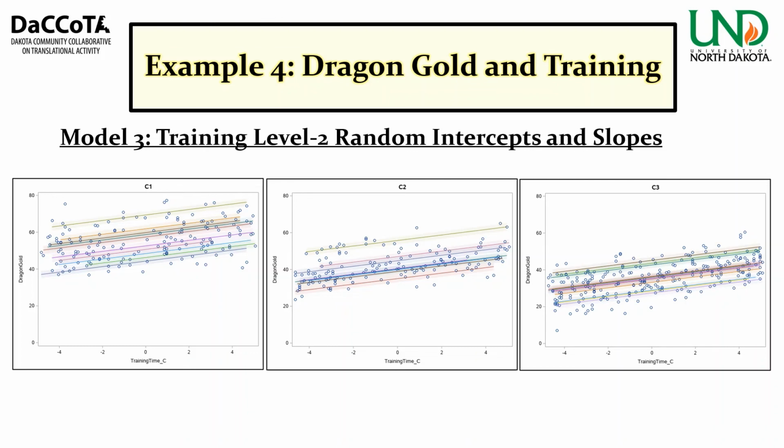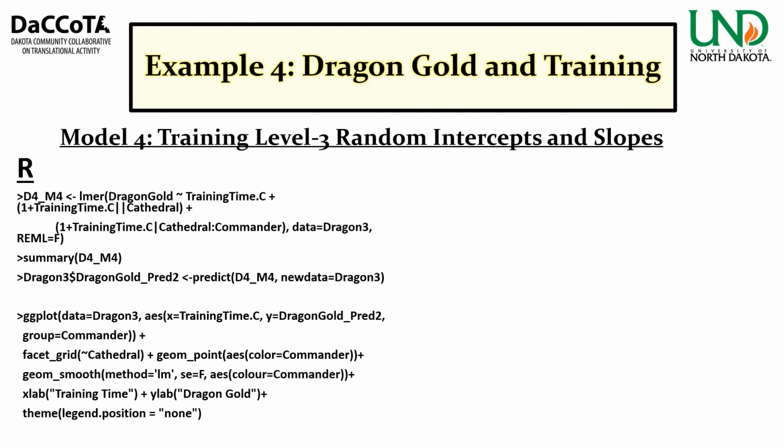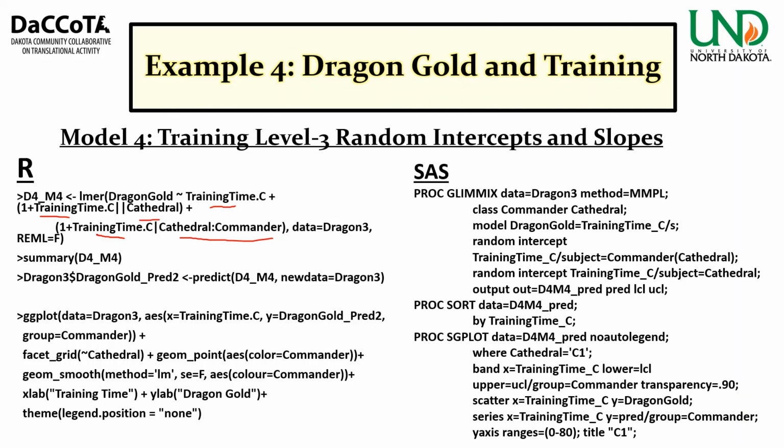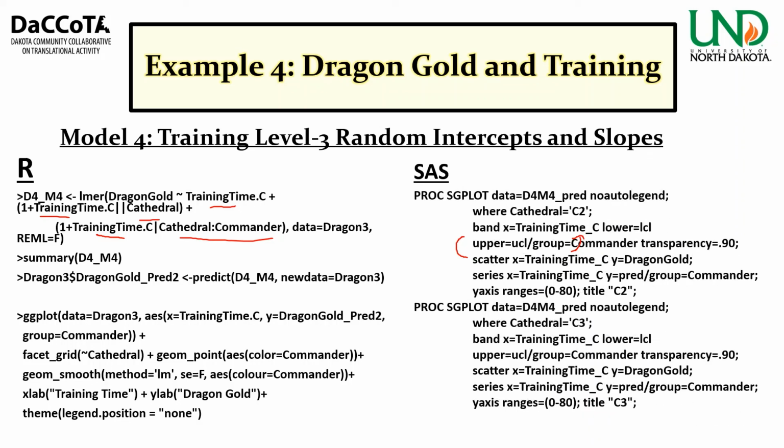Now for all the gold in the dragon's hoard, level 3 random slopes and intercepts. Let's go. Training time cathedral, and then another format here, training time cathedral commander, so we have that. In SAS, it's going to be commander cathedral, and again we need to have the random intercept, training time, and then cathedral. And another random statement here, it's a little confusing, but yeah, commander nested in cathedral. And then I'll do 3 SGPlots. These are 2 and 3. C1 was on the other slope here.